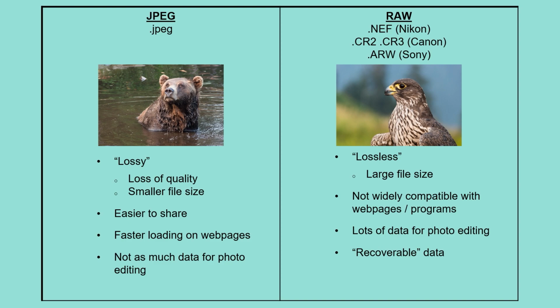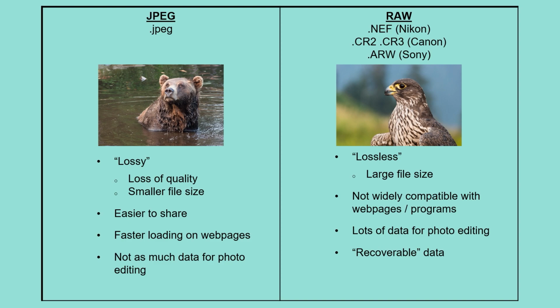However, because of that loss of quality, that loss of data, there's not as much data for photo editing. You can definitely do quite a bit of work with JPEGs in something like Lightroom or Photoshop, but you don't have as much raw data to work with, which is where we come to raw images. That's where it comes from, raw image files. These are lossless. They keep a whole bunch of data in that one file, which means it's a large file size.